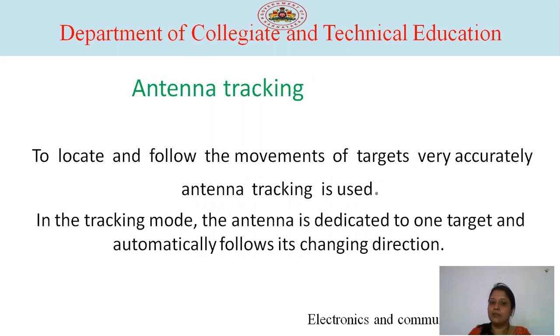In the tracking mode, the antenna is dedicated to one target and automatically follows its changing direction. It means the beam is not spread in all directions. It is not covering the full region. But the beam is dedicated and focused on one particular target, and continuously it is following that target wherever its direction is changing. How the target is moving, in the same fashion the antenna beam is also moving. That is called the antenna tracking.